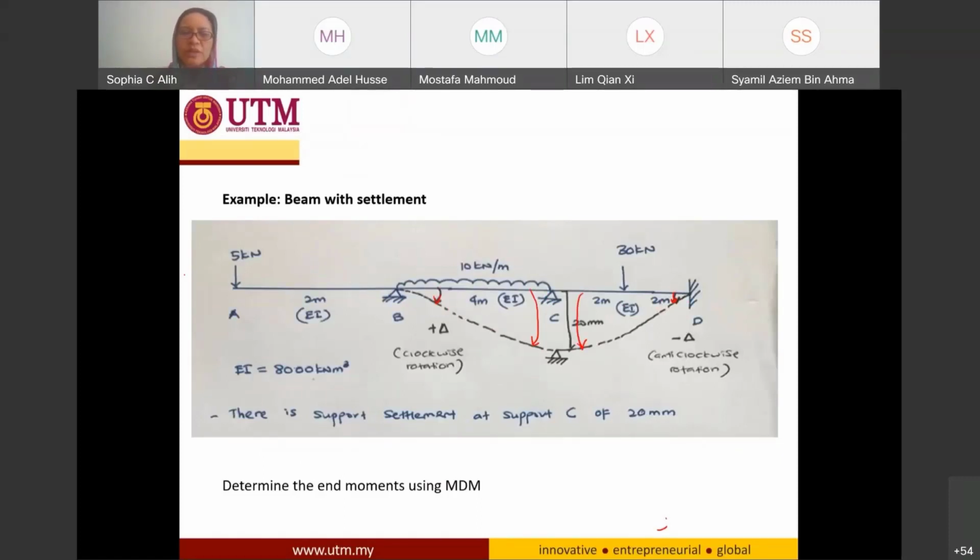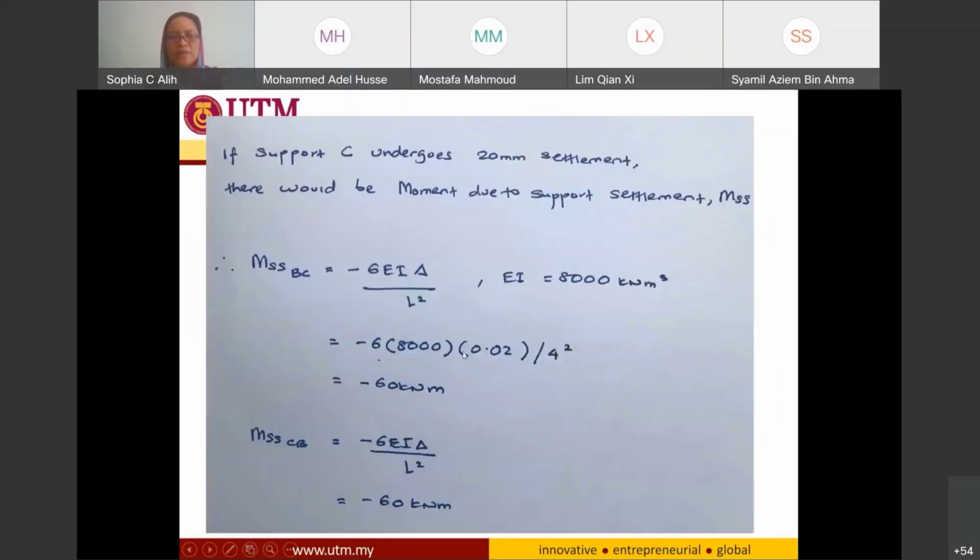So if the delta is in a clockwise direction, it's going to be a positive delta. If it is counterclockwise, it's going to be a negative delta. Okay, so you just have to put this value of settlement, 20 millimeter, in your equation and be careful with the positive and negative sign.